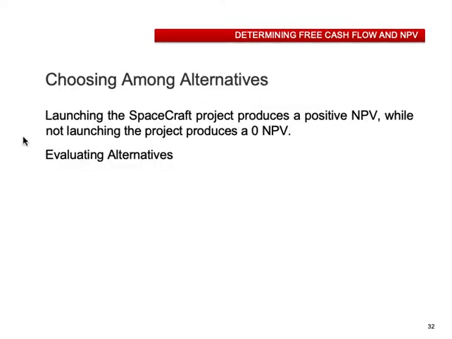So in sum, we can argue that launching the spacecraft project produces a positive NPV, which we've seen in a previous slide, while not launching the project produces a 0 NPV. So in other words, if you don't do anything, of course, you would not add anything to the value of the firm. In real life, obviously, you also need to evaluate alternatives. And based on the alternatives, based on the underlying NPVs, you need to make a decision which project gets funded and which ones do not.